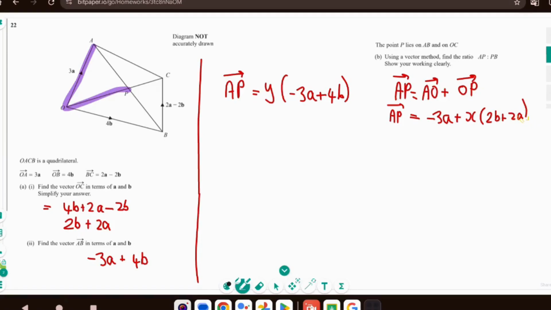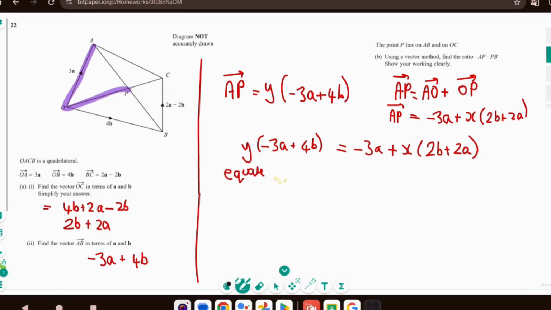Okay, so now we know A to P in two different ways. We can write them equal to each other. I want to find out the value of X and Y. So what I'm going to do is equate coefficients of A and equate coefficients of B. So equate coefficients of A.